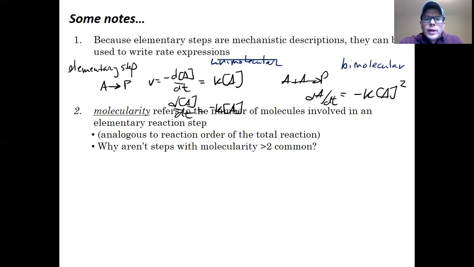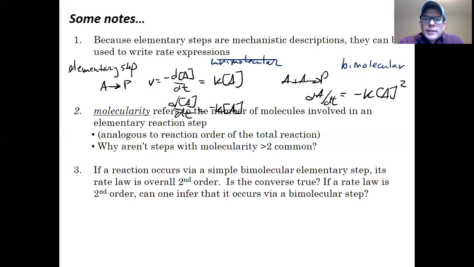And interestingly, we often don't see elementary steps with molecularities greater than 2. Why is that? Well, remember that an elementary step is a mechanistic description. Two molecules come together to form something else. If you had a molecularity of 3, it would be 3 molecules coming together. I don't have enough hands. And the probability of 3 things coming together at the right time and space is really, really low. So we don't see molecularities greater than 2, mostly unimolecular and bimolecular interactions.